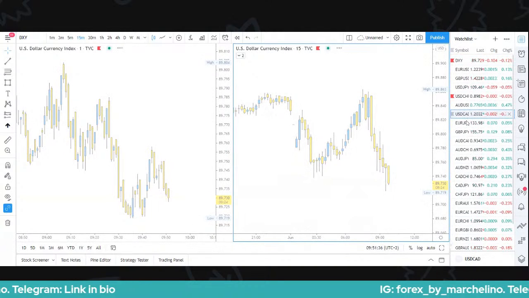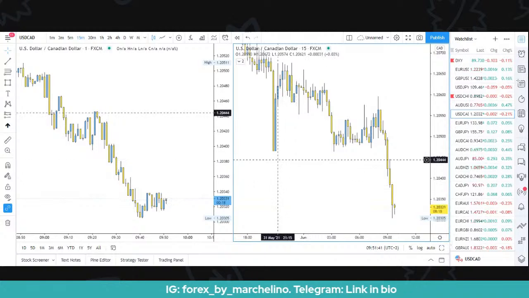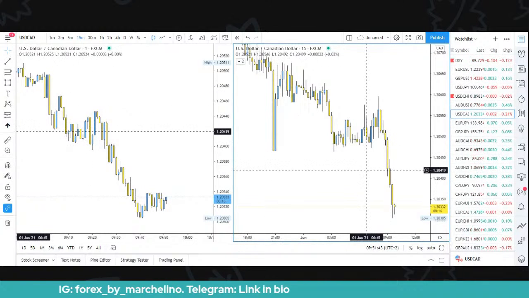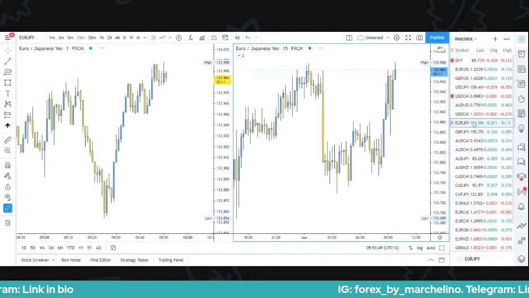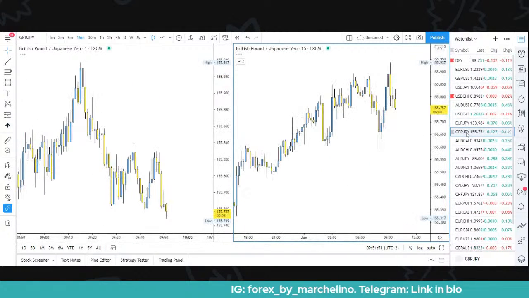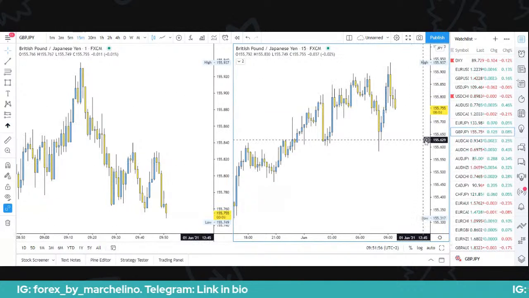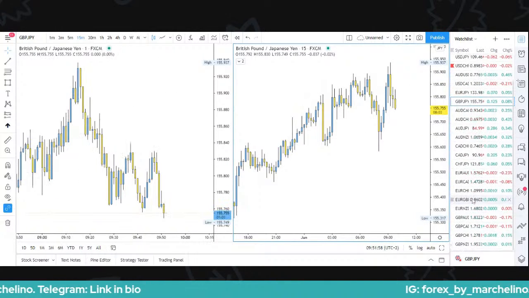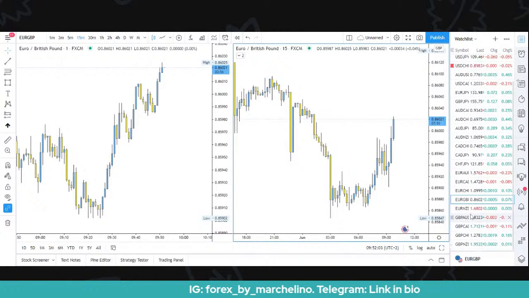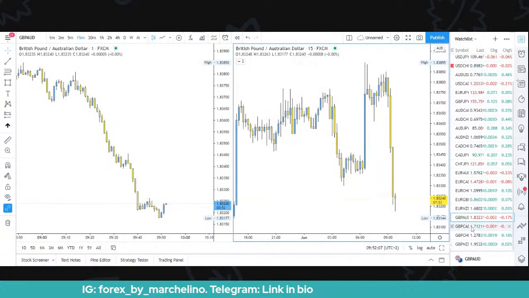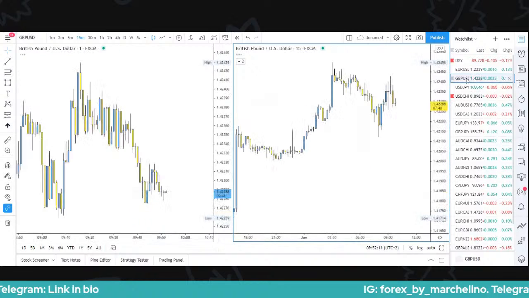Let's check USD CAD. Mate, USD CAD did the most. USD CAD did a lot actually. What? GBP JPY looks like it's about to tumble. That should be going up. Okay, then these should be going down. Okay, there's a ton of bearishness on pound then.